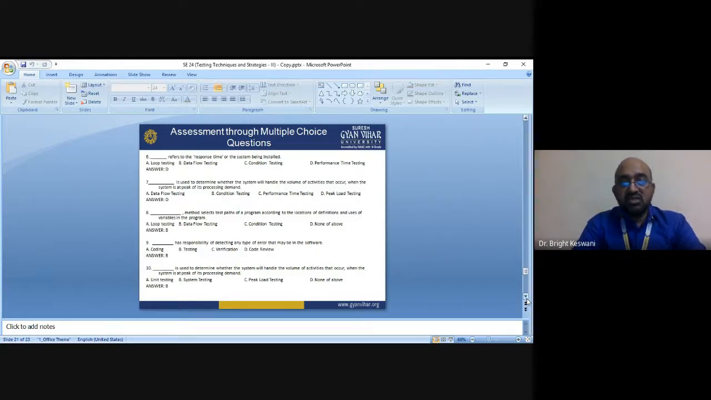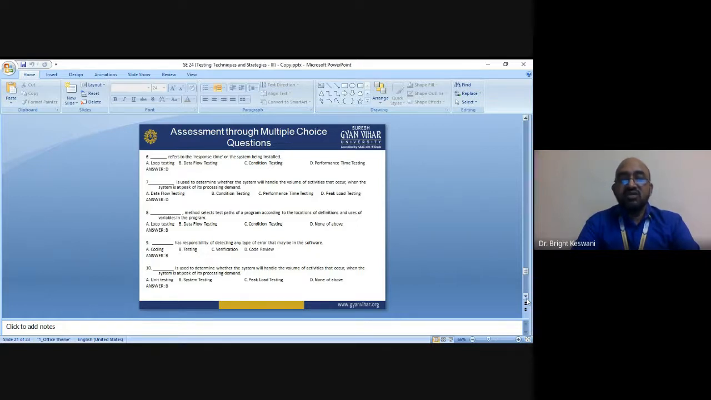The ninth question: dash has a responsibility of detecting any type of error that may be in the software. The four options given there are first coding, second testing, third verification, and last code review. The answer is testing.